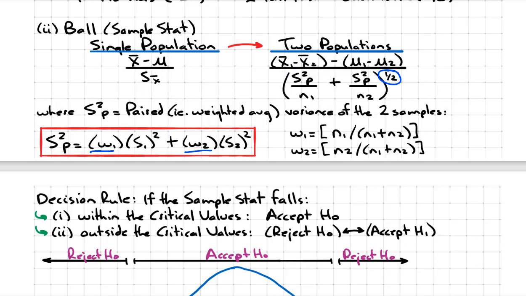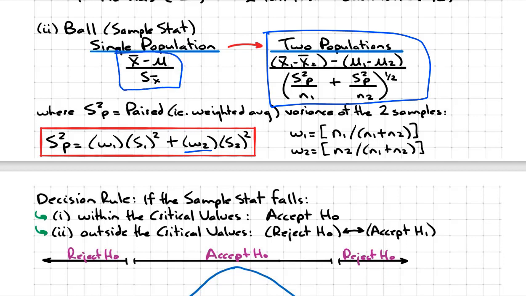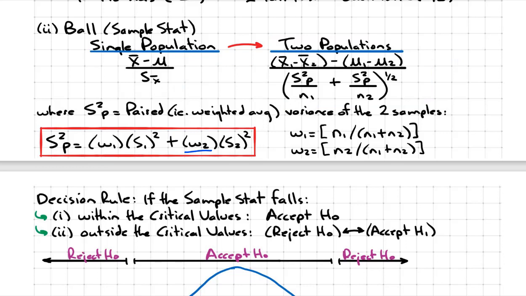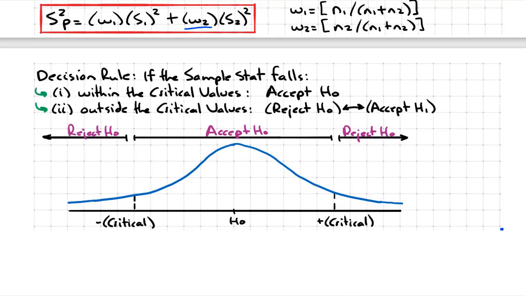That really is it. So what do I recommend you do on the exam? Do not memorize this at all. Instead, start with the base case and use it as a template and just tweak it in order to come up with that. Okay, so then what would be the decision rule?